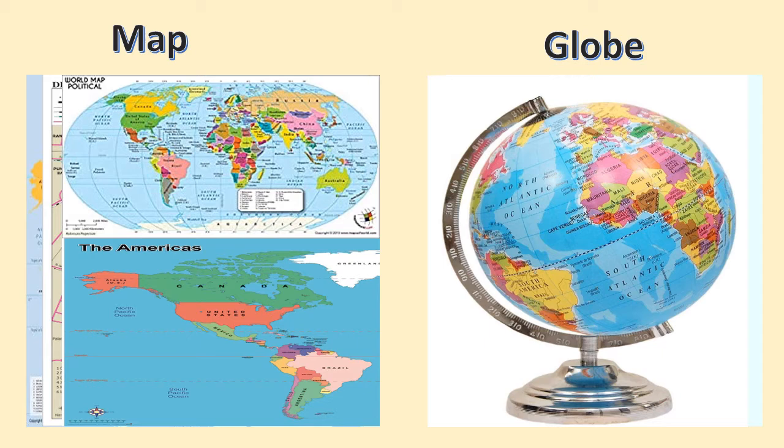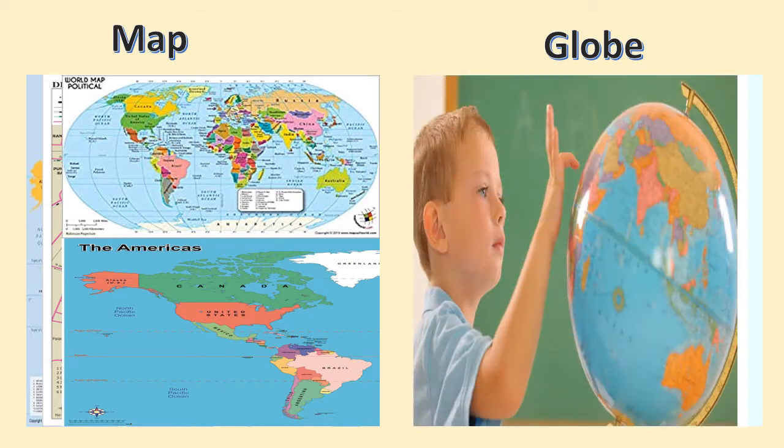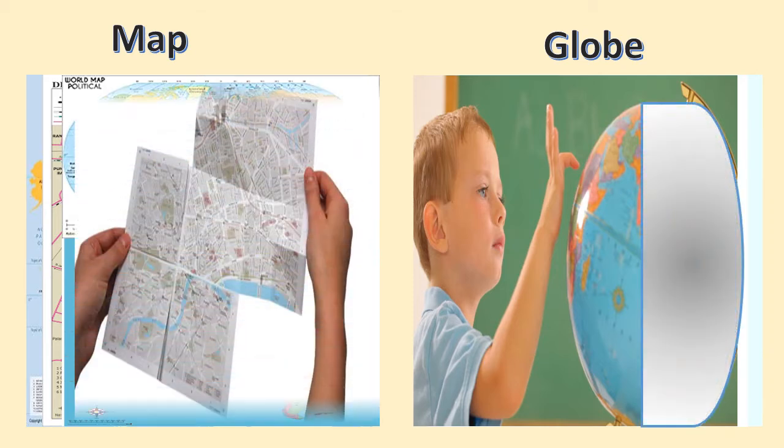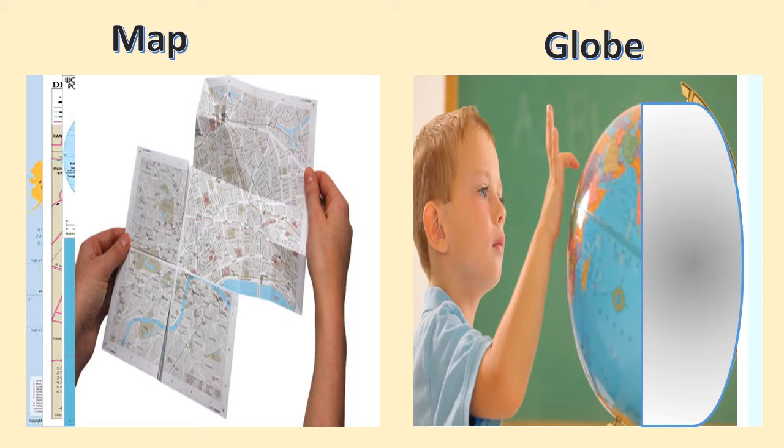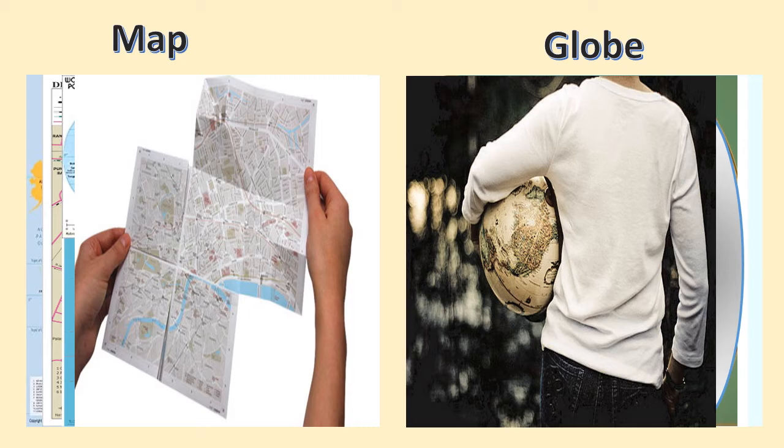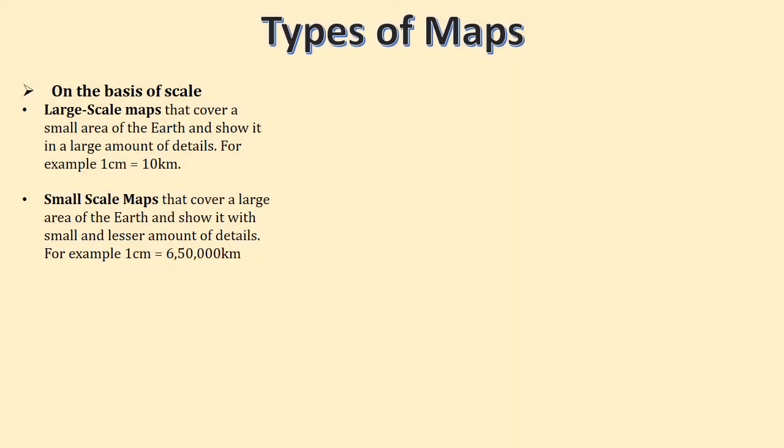With the help of a map, we can show the whole Earth or a part of the Earth. For example, map of the world and map of any particular continent. On a globe, one can view only half of the Earth at one time. A map can be easily folded and taken to any place. It is difficult to carry a globe from one place to another. Maps are of different types.